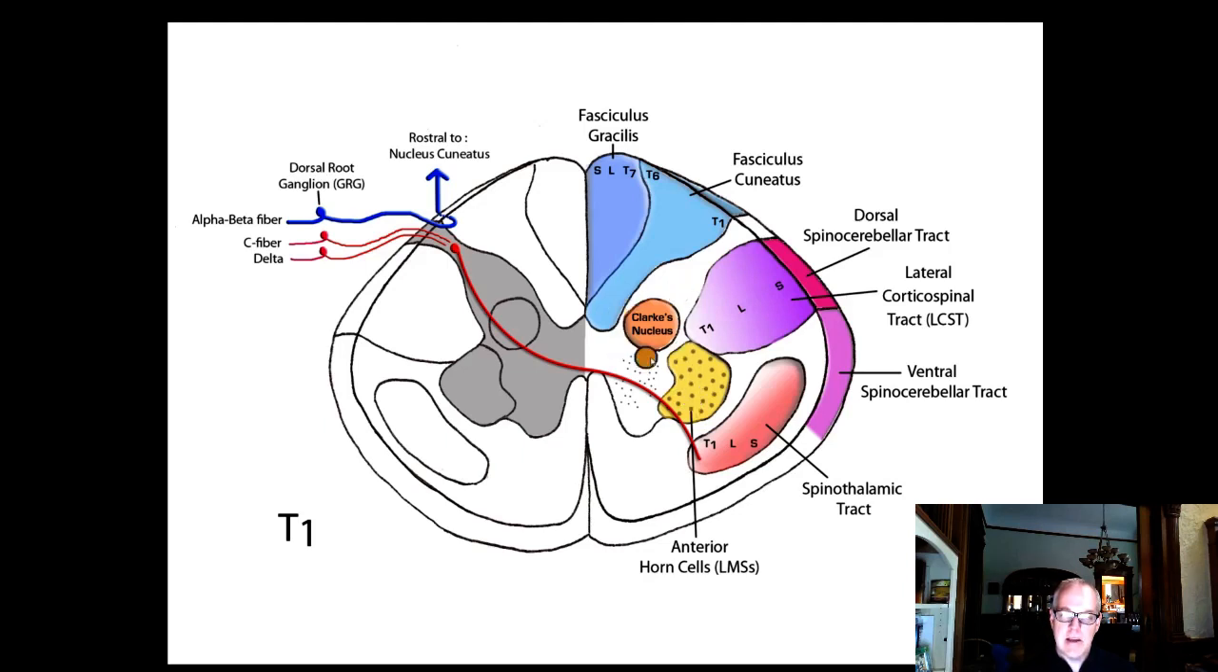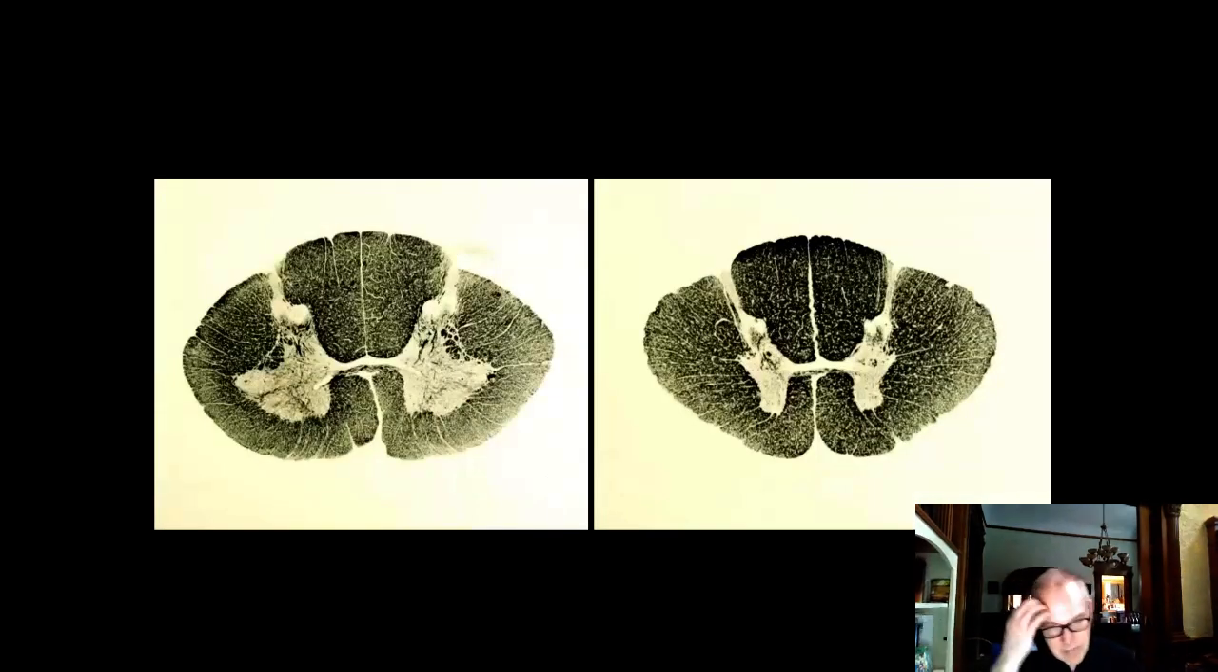Okay, and then a nucleus back here that we will talk about is called Clark's nucleus. And I want you to associate that nucleus with the dorsal spinocerebellar tract. So we will see that the fibers from Clark's nucleus move out and become the dorsal spinocerebellar tract. All right, so that's just a little bit of a big picture. A couple of other things just by way of general orientation.